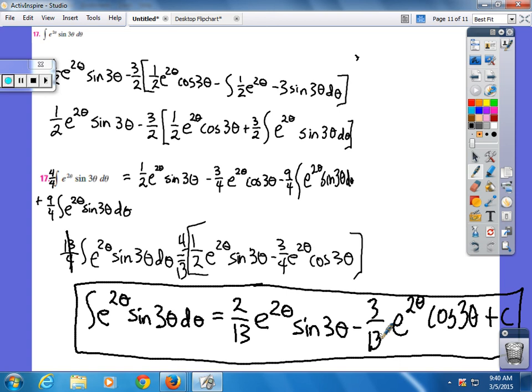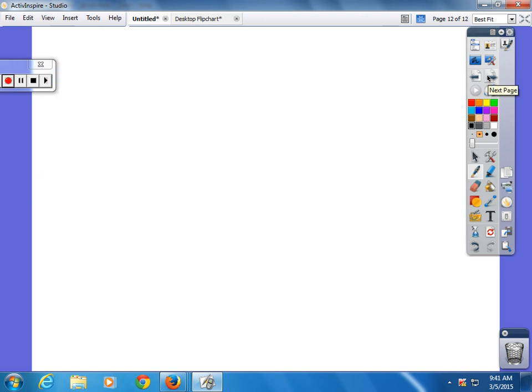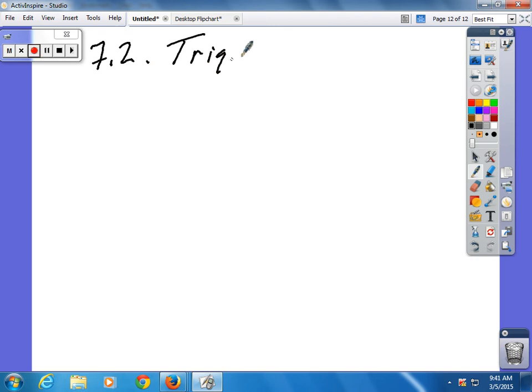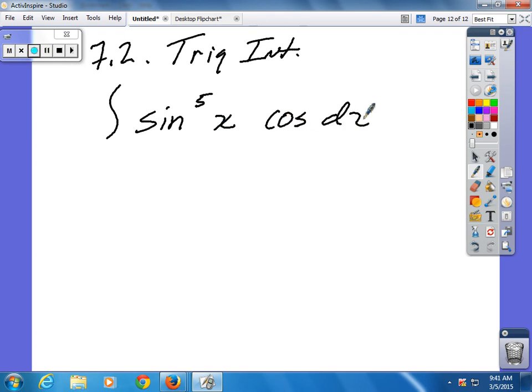All right, next section y'all have in this section, I think is just trigonometric, yeah, that's what I thought it was. These are not that difficult. 7.2, trig integrals. And we'll start with something simple. Antiderivative of sine to the 5th power of x cosine dx.